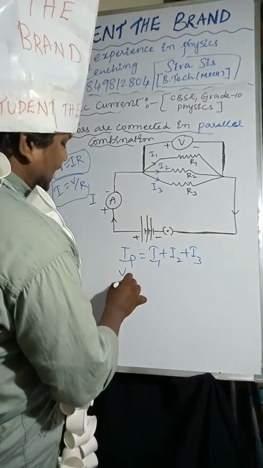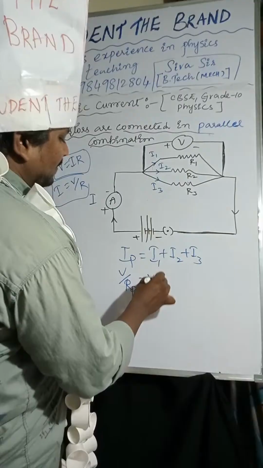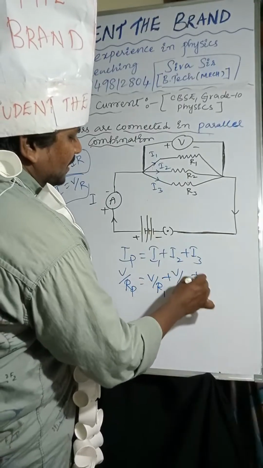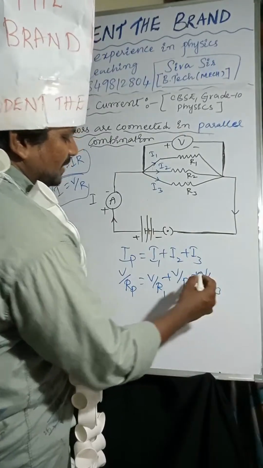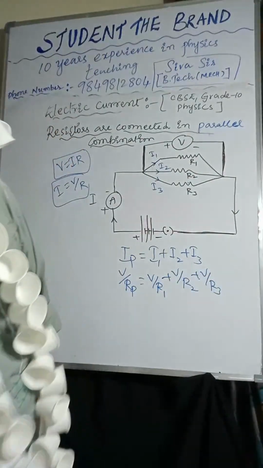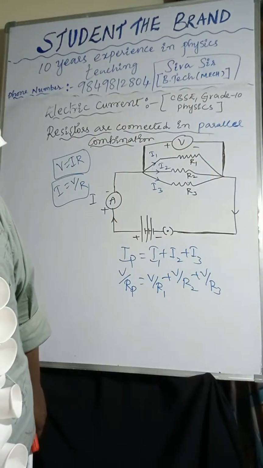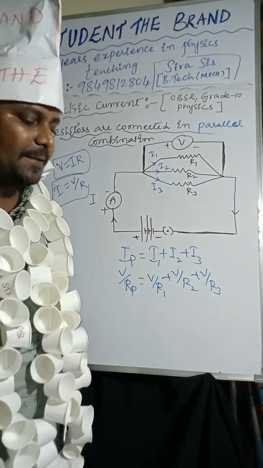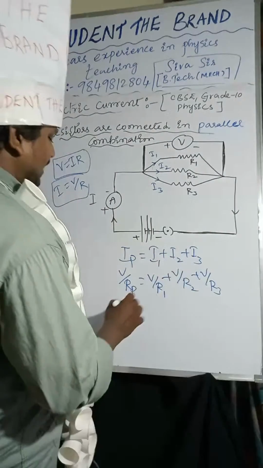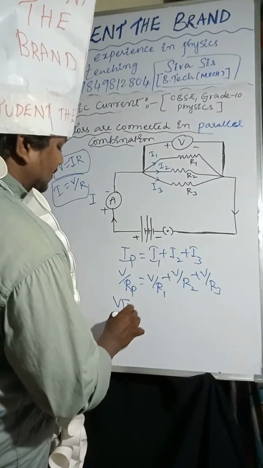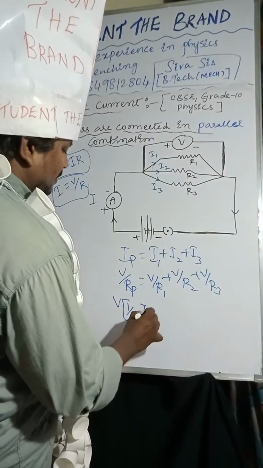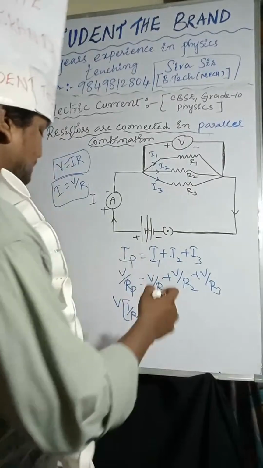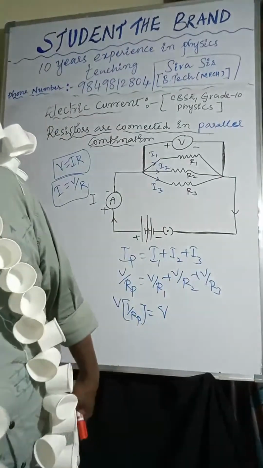So V by RP equal to V by R1 plus V by R2 plus V by R3. Here V by R3 I am considering. Now V we are taking common, so 1 by RP equal to, taking V common again.